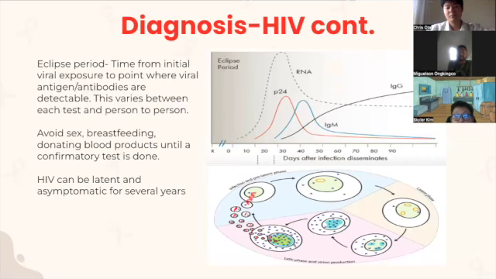And then for confirmation of, or to determine if the patient has AIDS or progressed to AIDS.